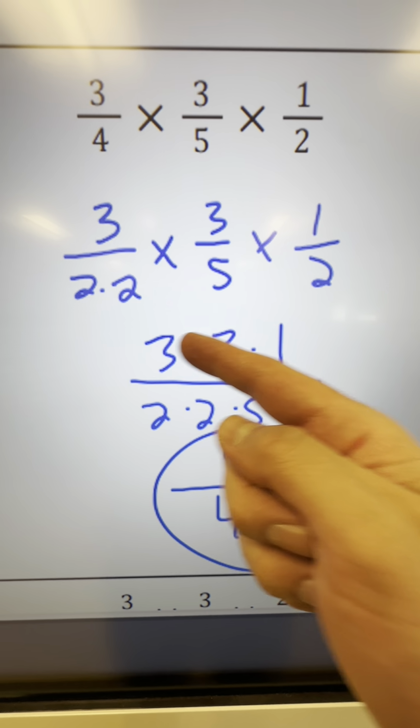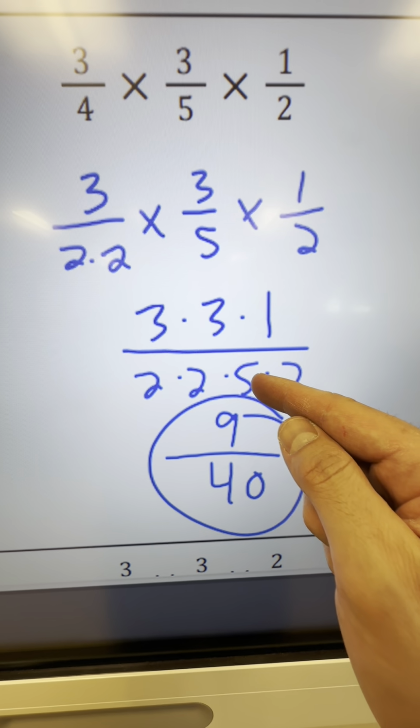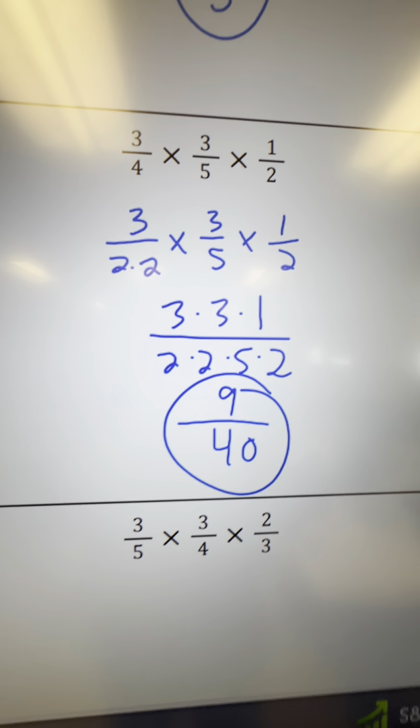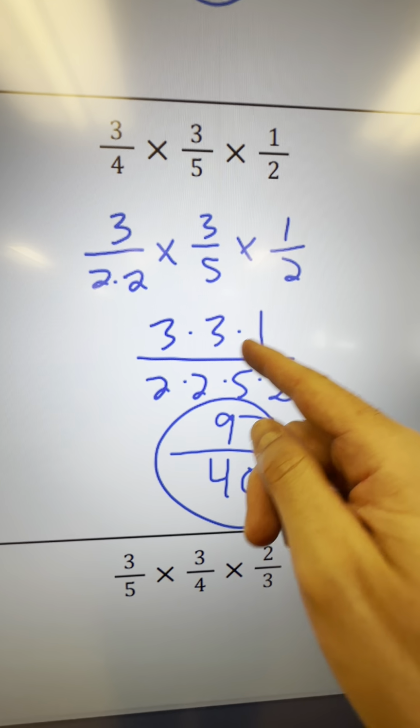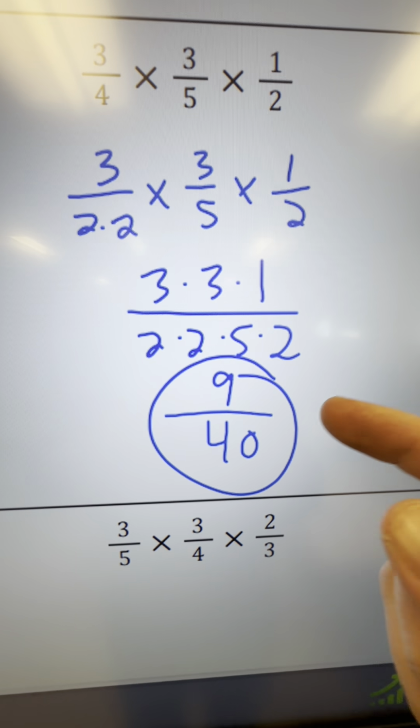So you can see here, 3 times 3 times 1 is 9. 2 times 2 is 4. 4 times 5 is 20. And then 20 times 2 is 40. So just want to point out as a reminder that by eliminating the common factors ahead of time, you will know that your final answer will already be simplified.